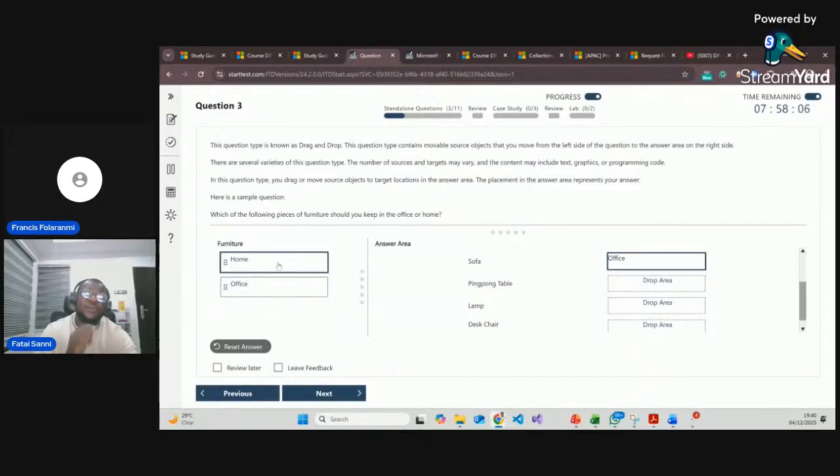A lot of people make the mistake. They feel like once they used a choice once, you cannot reuse it. No, you can reuse it. And the instruction even tells you that you can reuse it.